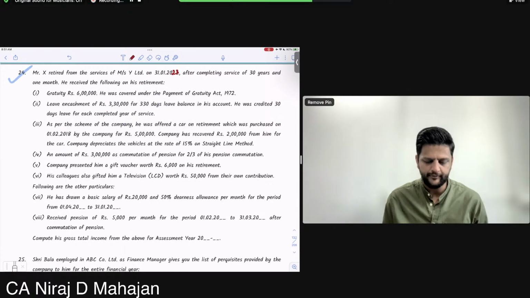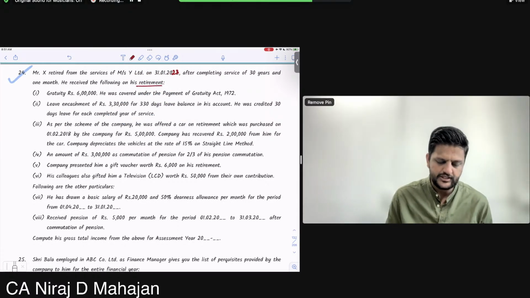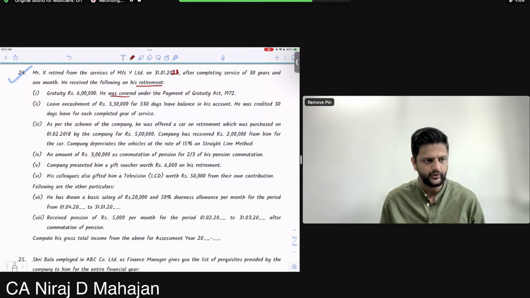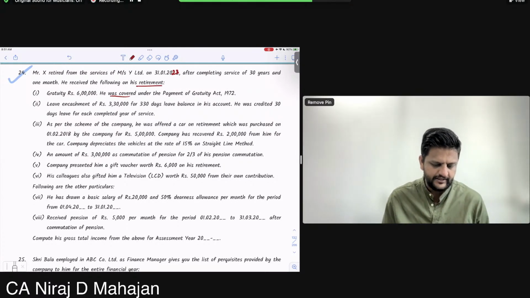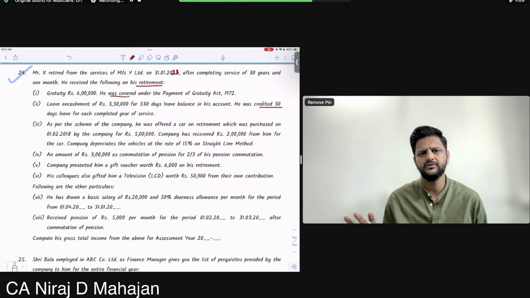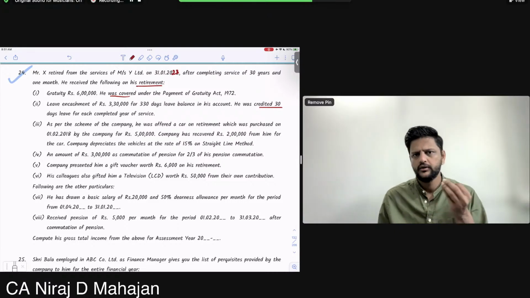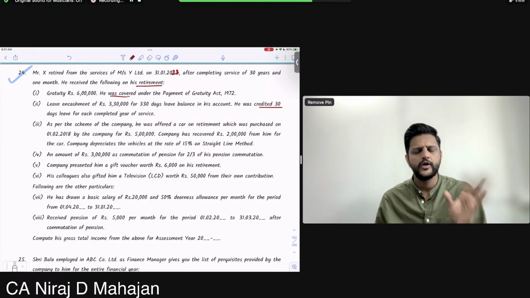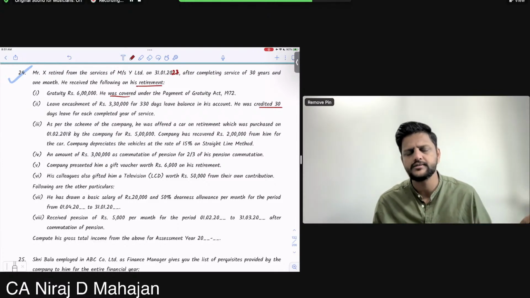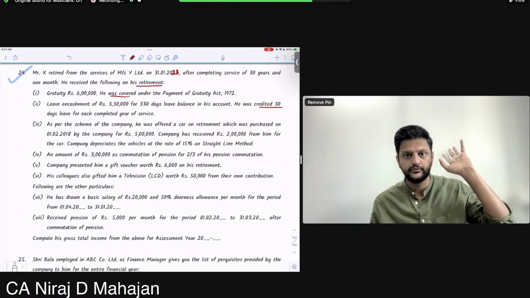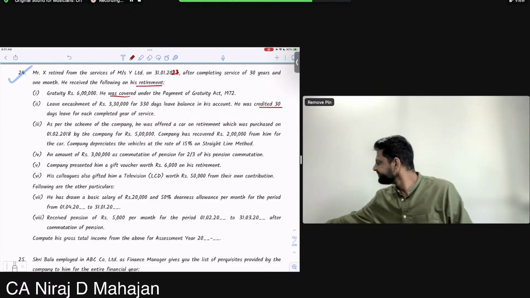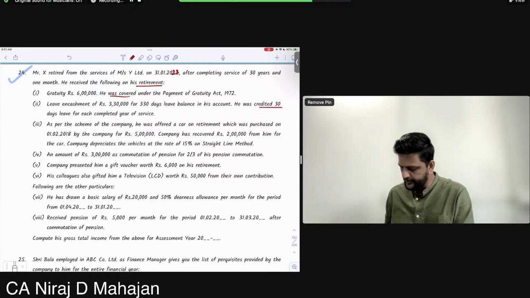He received the following on his retirement. Gratuity 6 lakhs. He was covered under PGA, Payment of Gratuity Act. Then leave encashment for 330 days leave balance in his account. He was credited 30 days leave for each completed year of service. Here they have not given you the remaining working, how many days in a year, how many leaves he has taken and all of that. They have clearly given to you: he was allowed 30 days per year. So as per all of that calculation, balance is coming to 330 days. This figure is ready-made available to you. No problem over here. Alright everybody? We can use that figure.